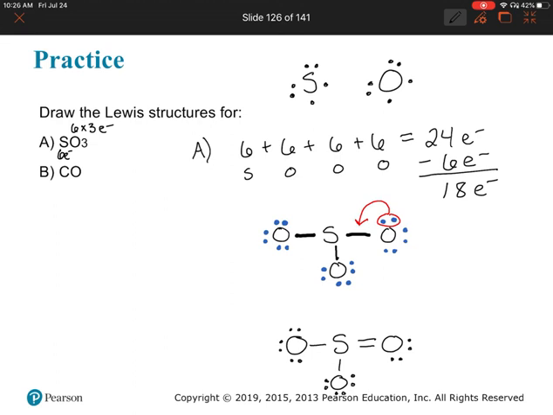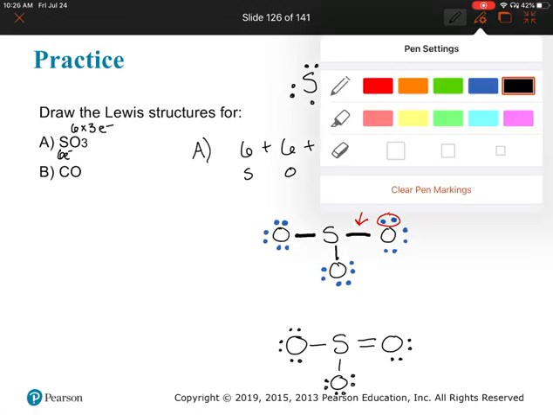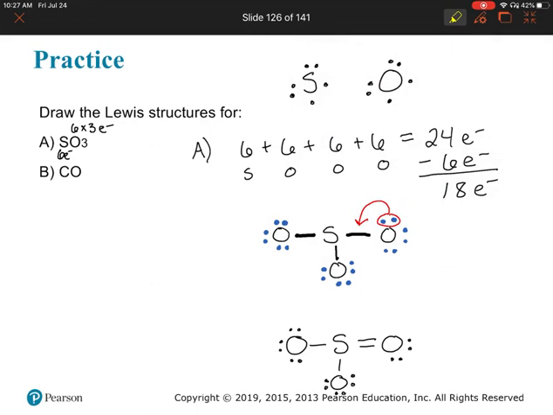Now let's double check that the sulfur and the oxygen on the right still have 8 electrons. Sulfur has 2, 4, 6, 8 electrons. Great. And oxygen has 2, 4, 6, 8 electrons. Awesome. So it's totally valid to move lone pairs of electrons around to make double or triple bonds in order to make sure that each atom has 8 valence electrons. So that is our final structure for SO3. We have 2 single bonds and a double bond.